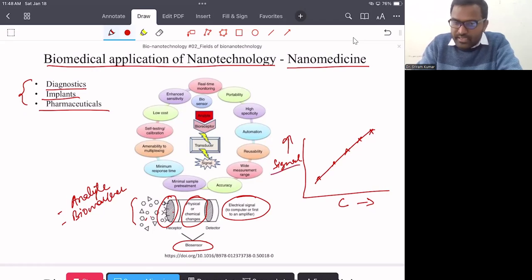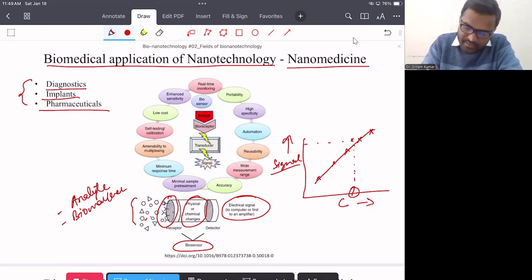So based on this calibration curve, when we get the signal, from these signals we will know how much concentration of that particular analyte is present in that particular patient, and based on that we can know that this particular patient has this level of concentration. That means that particular person has that particular disease. So based on that, we can diagnose the patient.